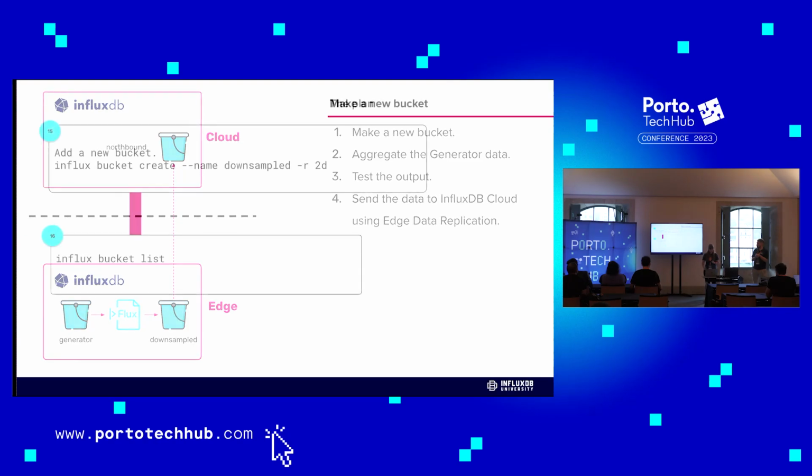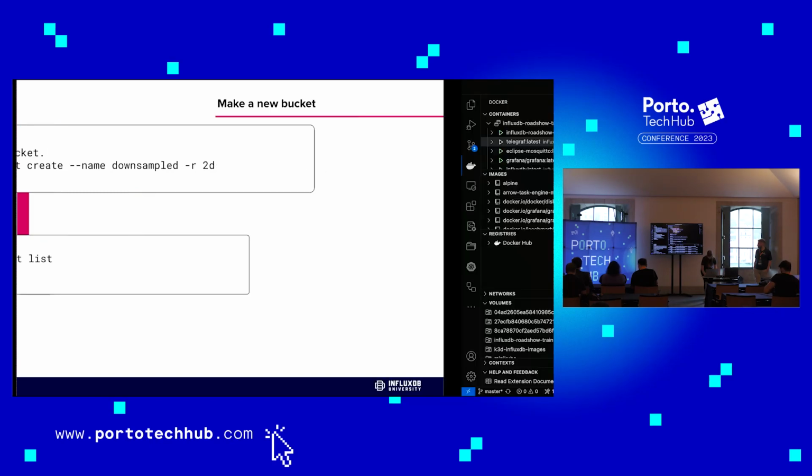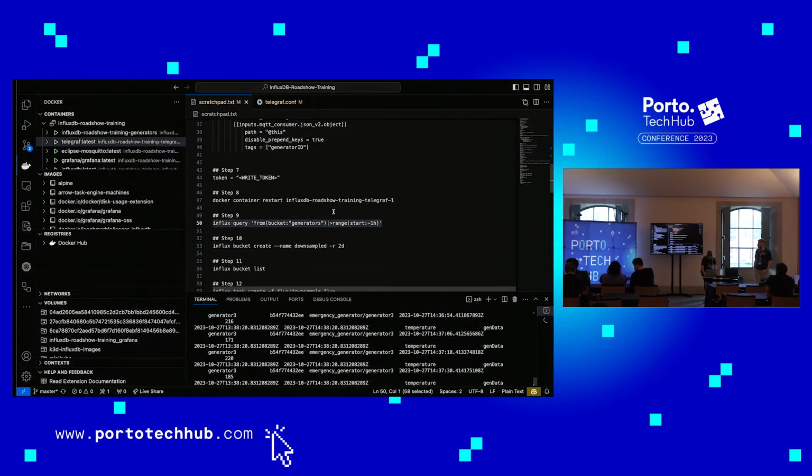So first things first, we're going to make that new downsampled bucket that's going to be on the OSS. This one's pretty straightforward. We're going to do influx bucket create. We're going to name it downsampled. And then we're going to check to make sure it's available within the influx bucket list. So let me go ahead in here and grab this.